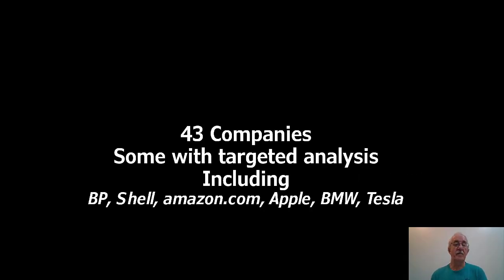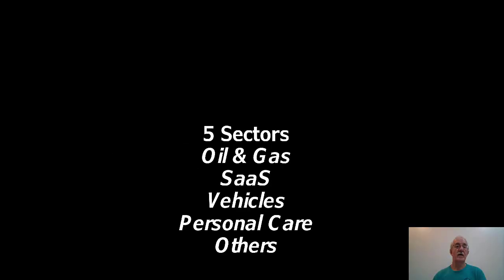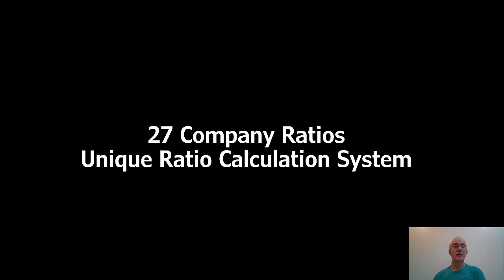In this database then, there are 43 companies, some with their own targeted analysis, and I'm including BP, Shell, Amazon.com, Apple, BMW, Tesla, and about 40 more. I've analysed the data over 5 sectors: oil and gas, software as a service, vehicles, personal care, and others. I've got 39 review ratios for every company, 27 company ratios, including my unique ratio calculation system, which I'll demonstrate.